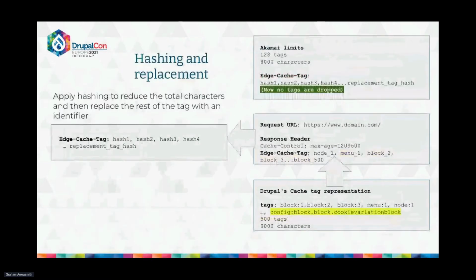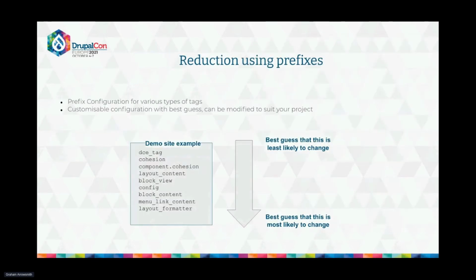Yep, sure, Graham. So we basically decided that we need to reduce the size and we need to remove some tags. So we named our strategy hashing and replacement. What this strategy mainly does is apply hashing to reduce the total characters and then replace the rest of the tags with an identifier. And the Akamai module provides events on which we can subscribe to perform these operations. Now let's look at how we decided tags for reduction.